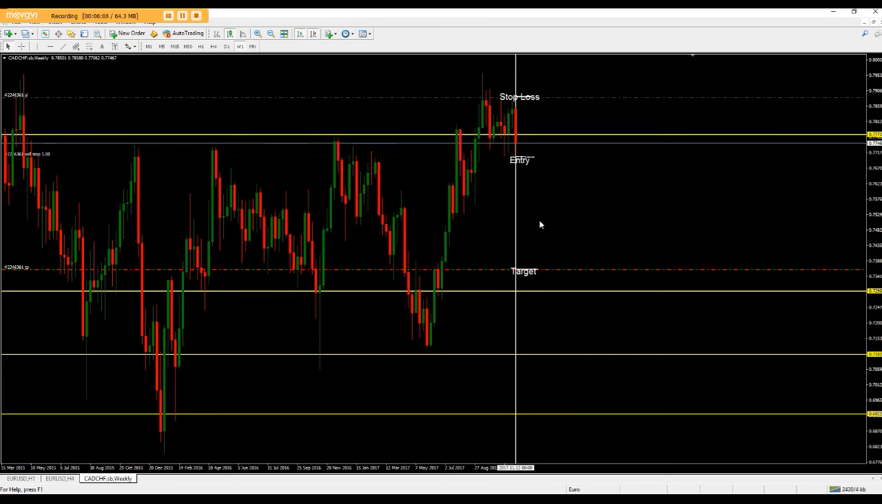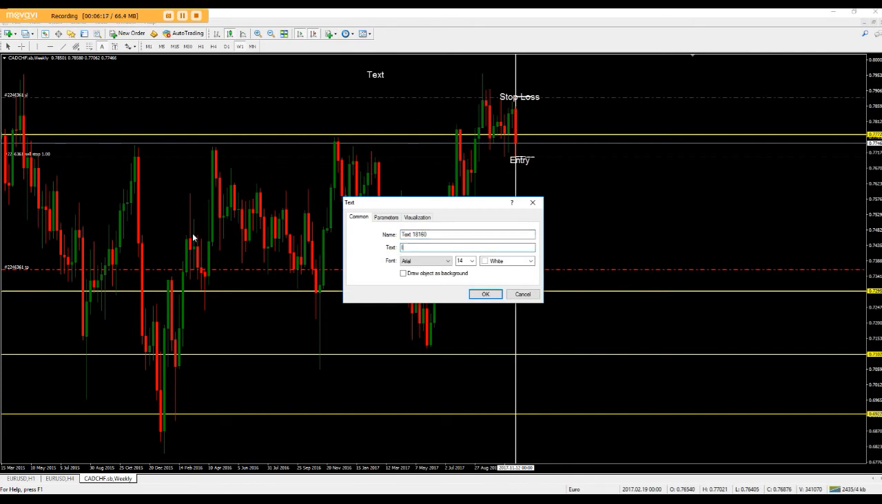I am expecting the market to go down because of this engulfing candle. So guys, what I'm expecting here, let me just write this here. I am expecting the market to go down because of the bearish engulfing candlestick. Okay, so that's the reason why, guys.